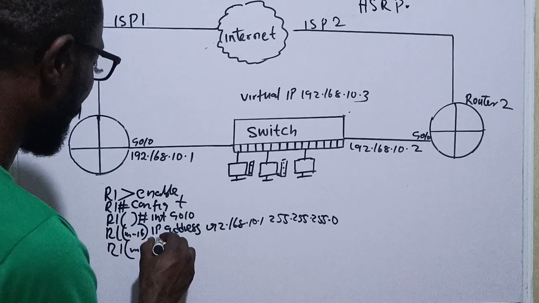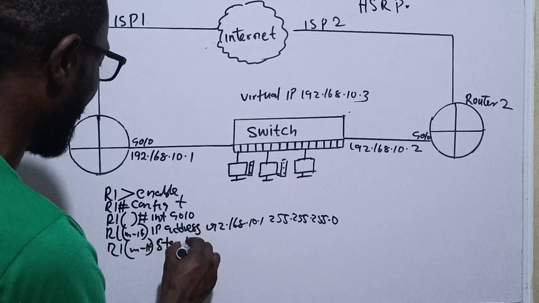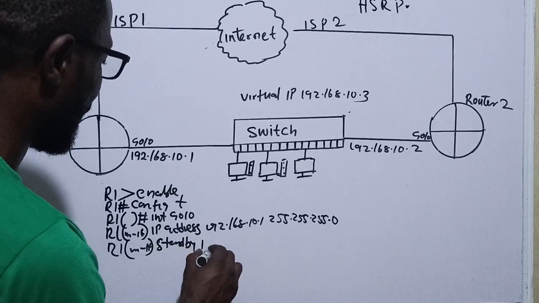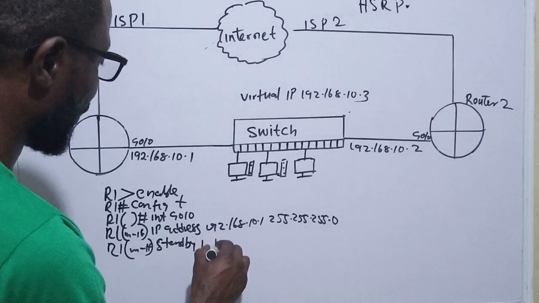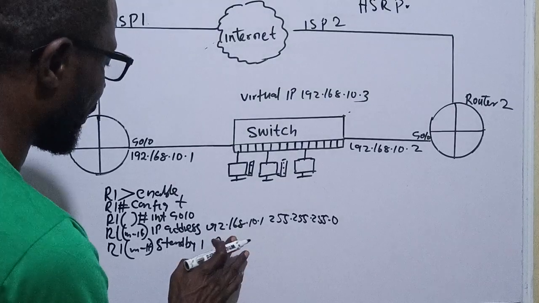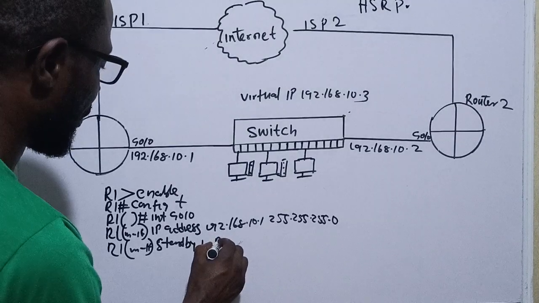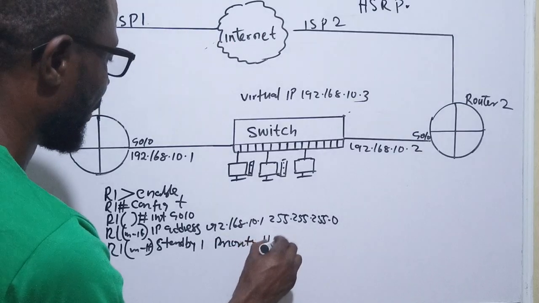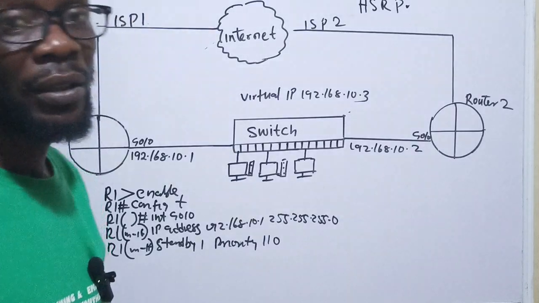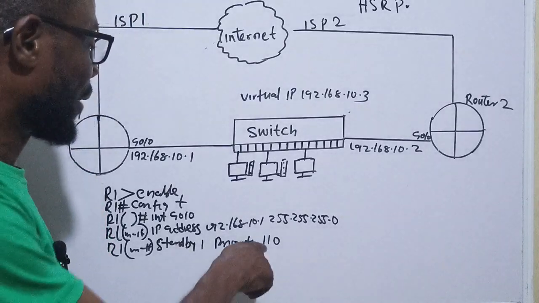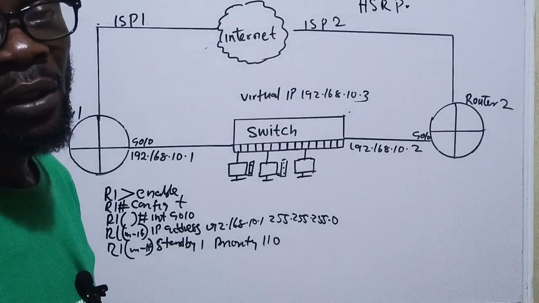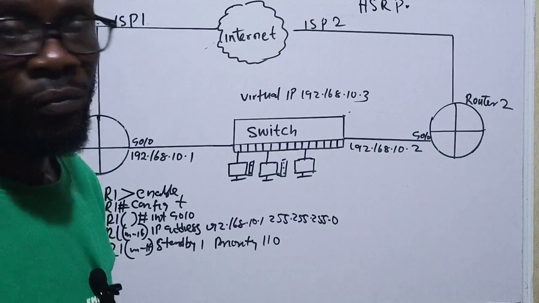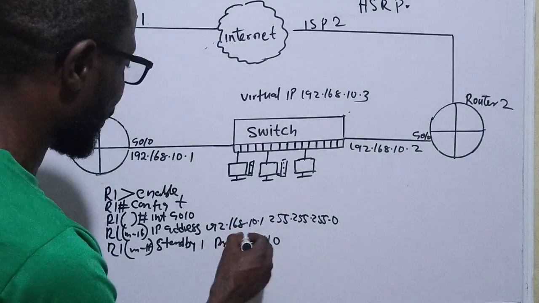Okay, you need to do standby 1 priority. Standby 1 priority is 110. By default, the priority is 100. So I set it to 110 because the router with the higher priority becomes the active router. So the priority is 110.